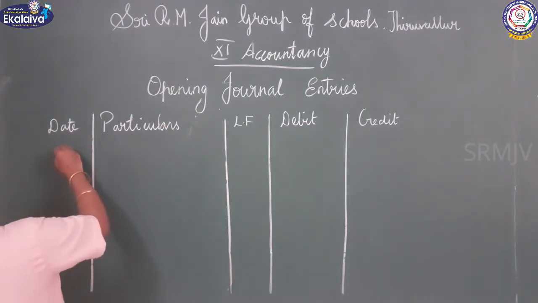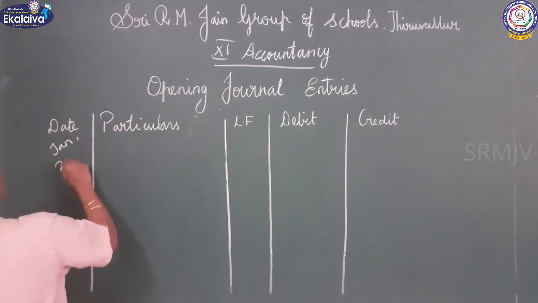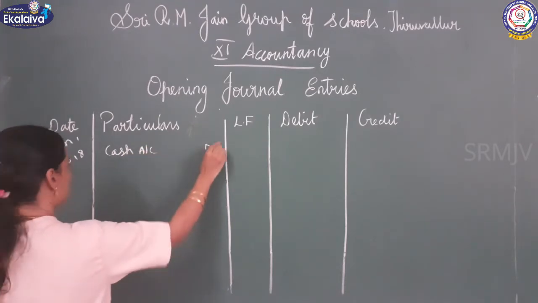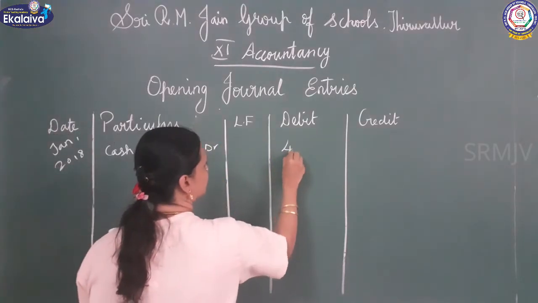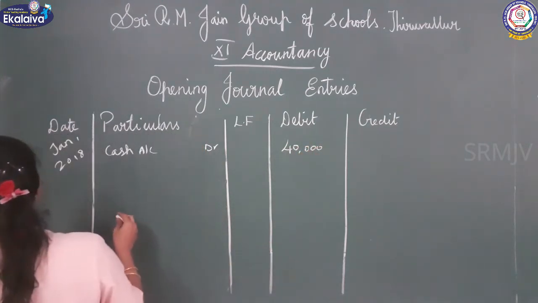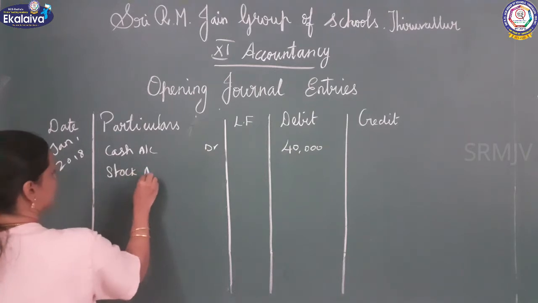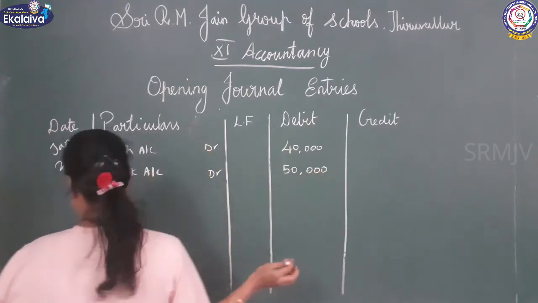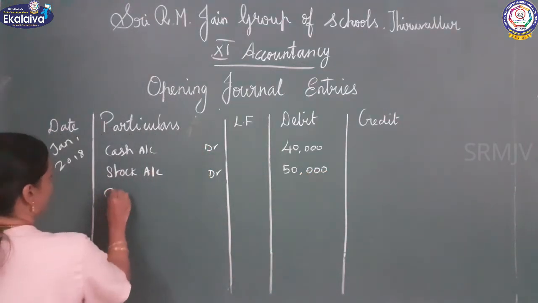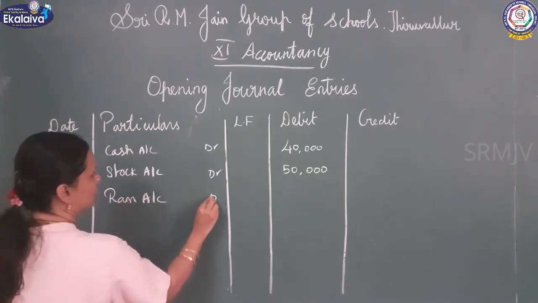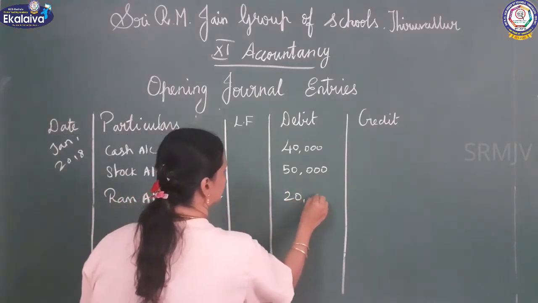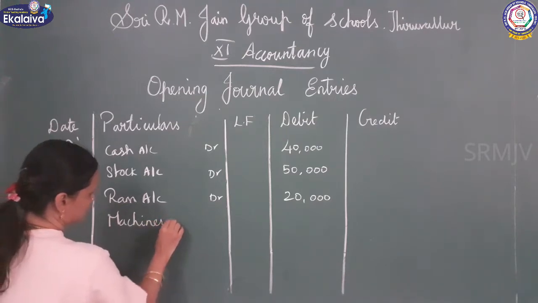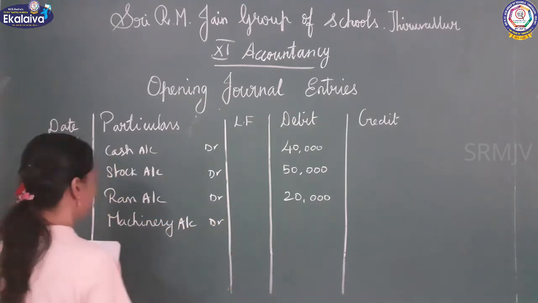We will see. See, January 1st, 2018 children. Okay, so cash account, debtor, how much? 40,000. Okay, and then stock. Stock account, debtor, 50,000. And then amount due from Ram. So Ram account, debtor, how much? 20,000. Okay, and then machinery account, debtor, 40,000.